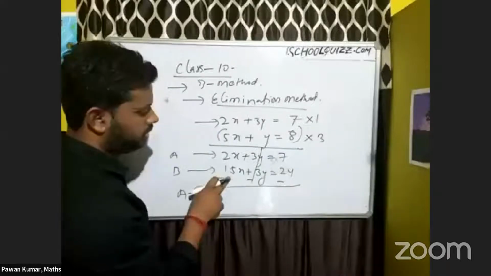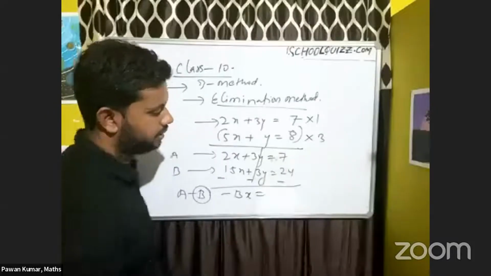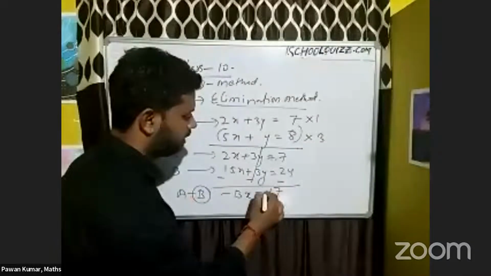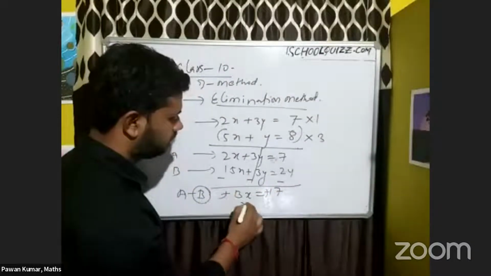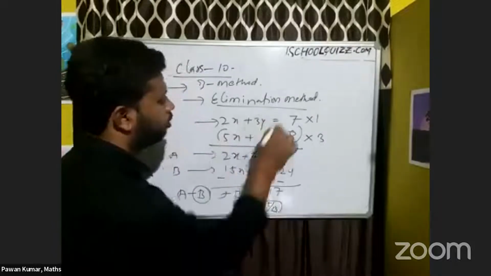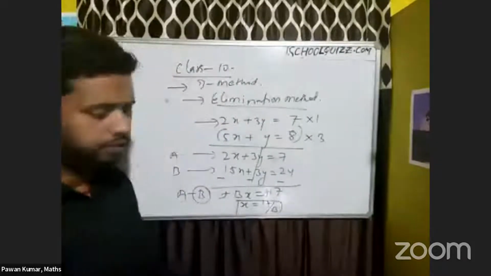Yes, sir. 2 minus 15, this is minus 13x, और क्या करेंगे, यहाँ से घटा देंगे, 7 में से 24 गया, कितना बचा 17, minus 17, this minus will cancel, so x equals to 17 by 13. जो भी x का वैल्यू आया हम दोनों में किसी भी इक्वेशंस में सब्स्टिट्यूट कर देंगे, we can get the value of y. This is the process. Sir, I have a doubt.